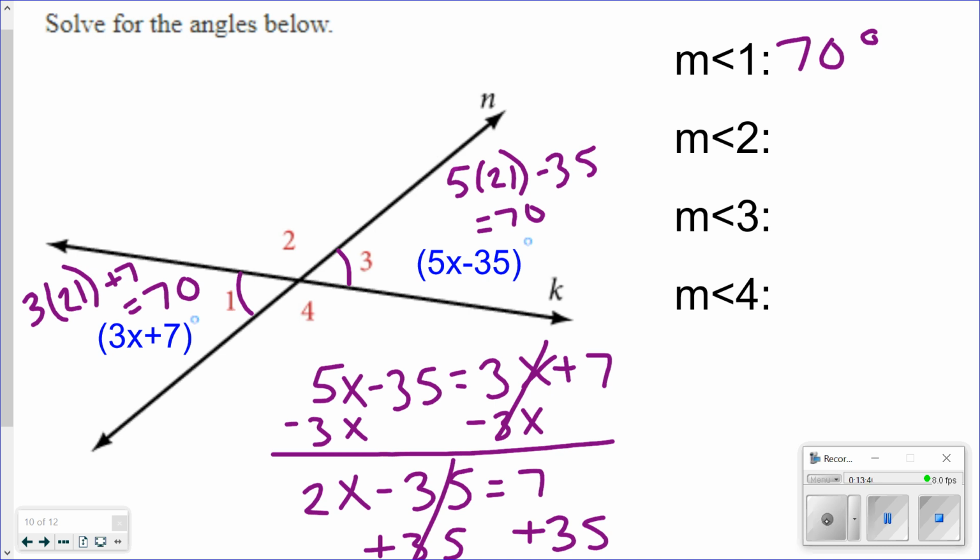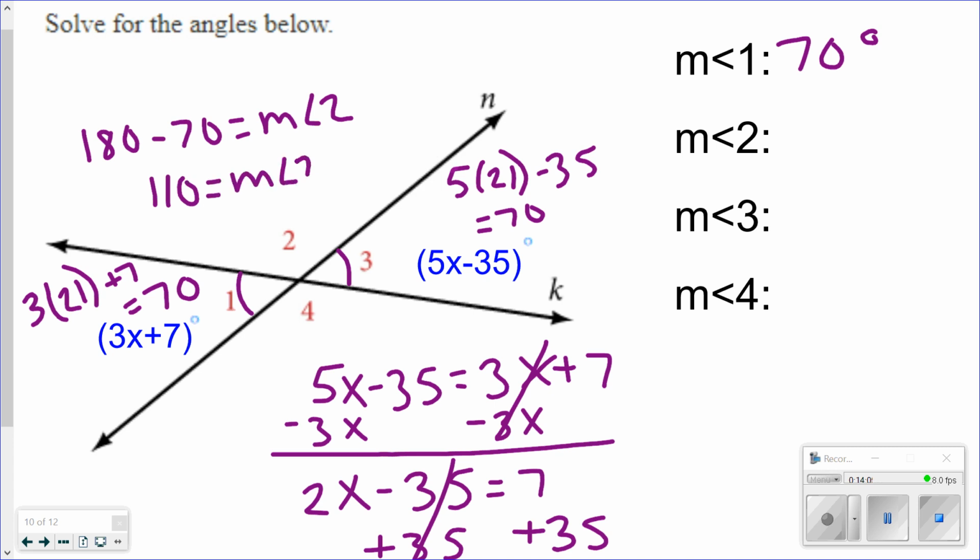Well, if I know that angle 1 is 70, and we look at the diagram, angle 1 and angle 2 are a linear pair, which means they have to add up to 180. So if I take 180, subtract the measure of angle 1, which is 70, that is going to give me the measure of angle 2. All right, well, what is that then? So 180 minus 70 is 110. Is that equal to the measure of angle 2? So I'm going to write that here, 110 degrees.